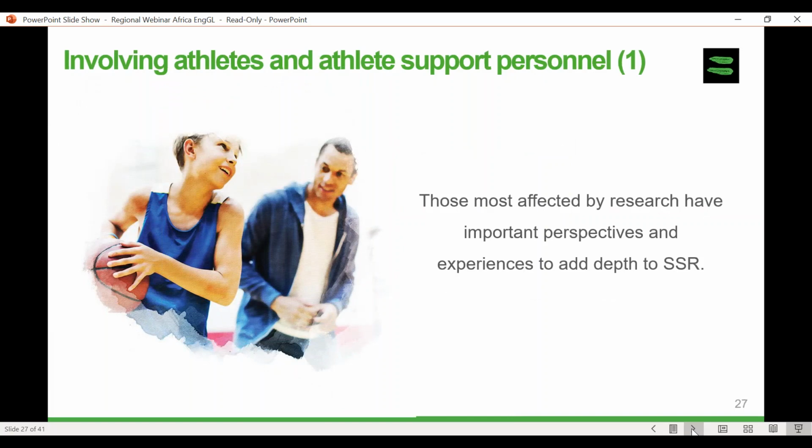If we move on then to looking at involving athletes and athlete support personnel, I think sometimes we tend to forget the most affected by the research, and they have important perspectives and experience that can add real depth to our research. Next slide, please.